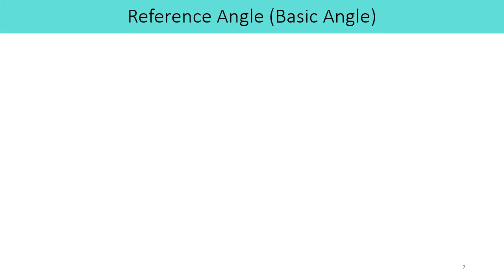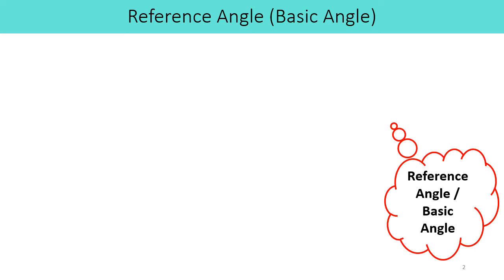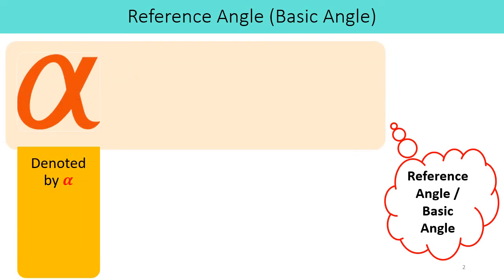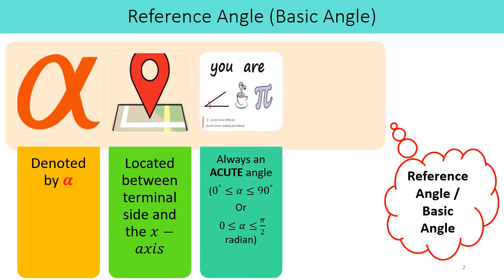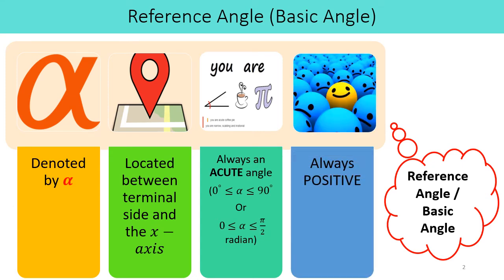Before we determine the trigonometric value for any given angle, we need to get to know the reference angle. Reference angle is also known as basic angle. This is the characteristic of reference angle. First, it is denoted by alpha and is located between the terminal side and the x-axis. We also know that alpha will always be an acute angle, where alpha will never be greater than 90 degrees or pi over 2 radian. Lastly, alpha is also always positive, which means we will never get a negative value for reference angle.